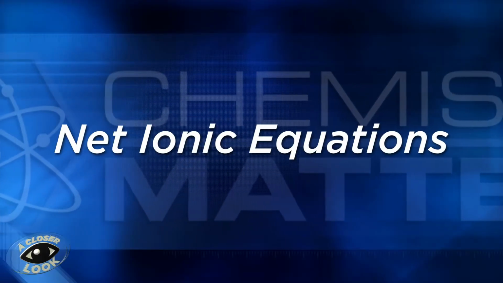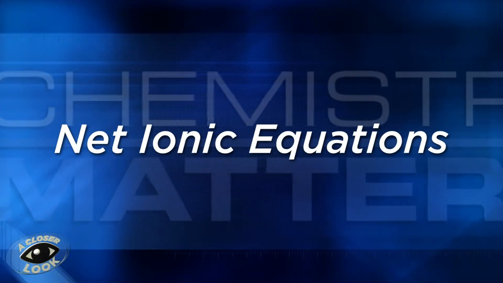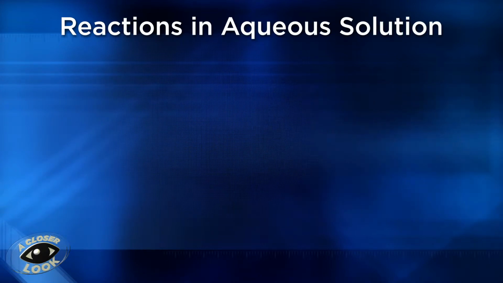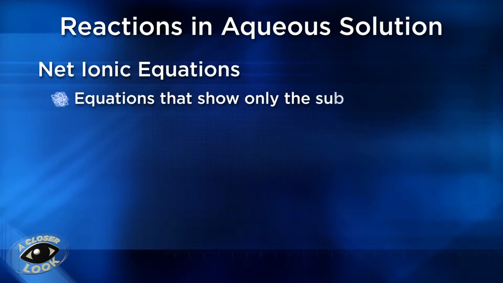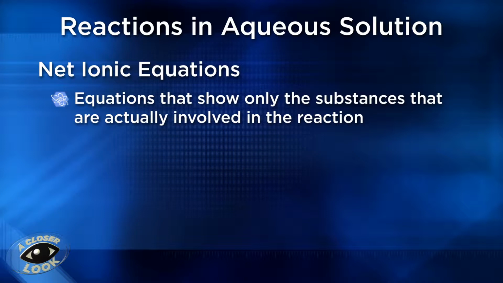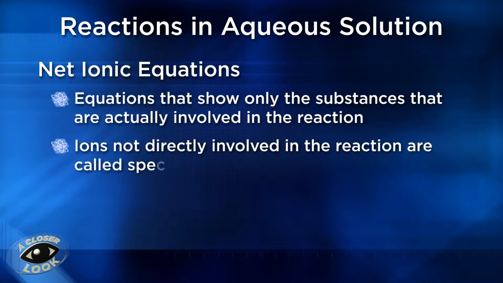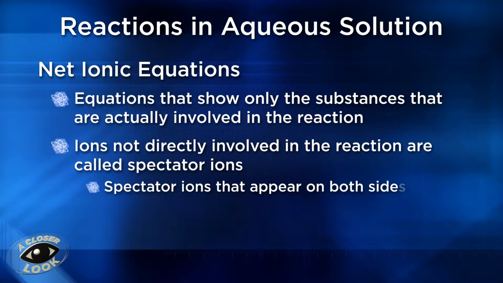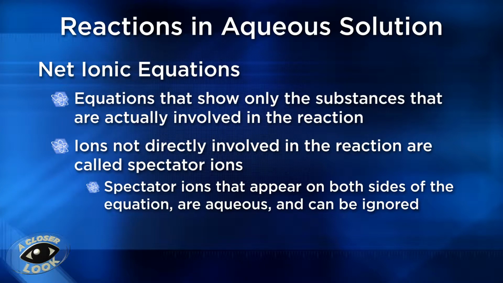In this video, let's take a closer look at net ionic equations. A net ionic equation, if you recall, is an equation that shows only the substances that are actually involved in the reaction. Ions that are not directly involved in the reaction are called spectator ions. Spectator ions appear both on the reactant side and the product side of an equation and can be ignored since they do not take part in the reaction. They can be identified as being aqueous before the reaction and aqueous after the reaction.